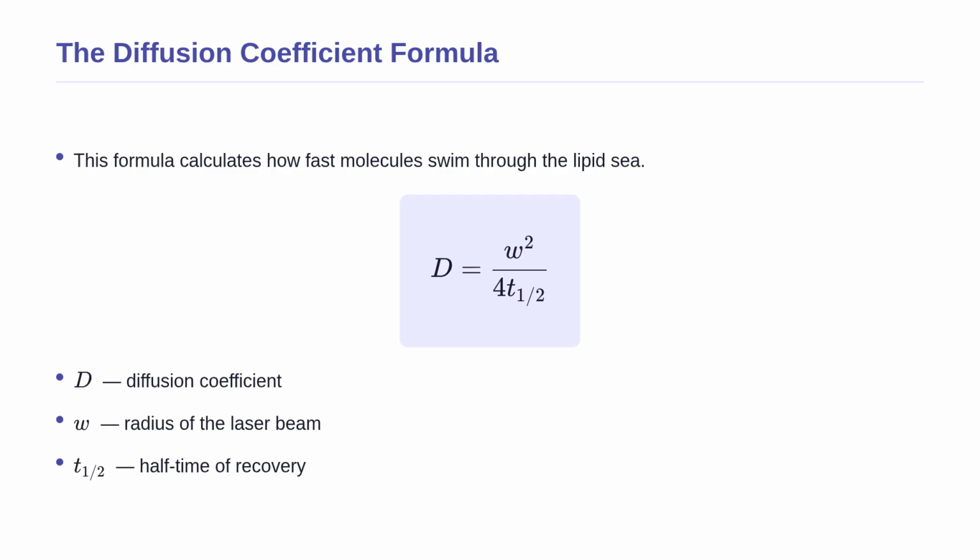If the membrane becomes more fluid, perhaps due to a higher temperature, the proteins move faster. This causes the recovery time to decrease, which mathematically causes the diffusion coefficient D to increase.